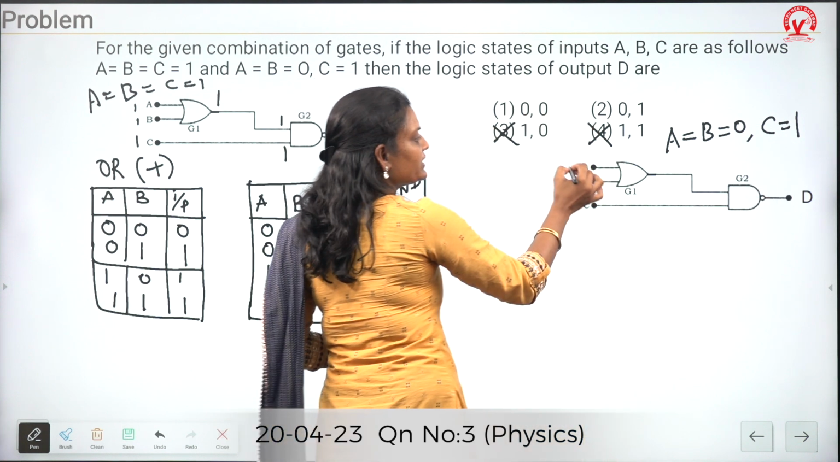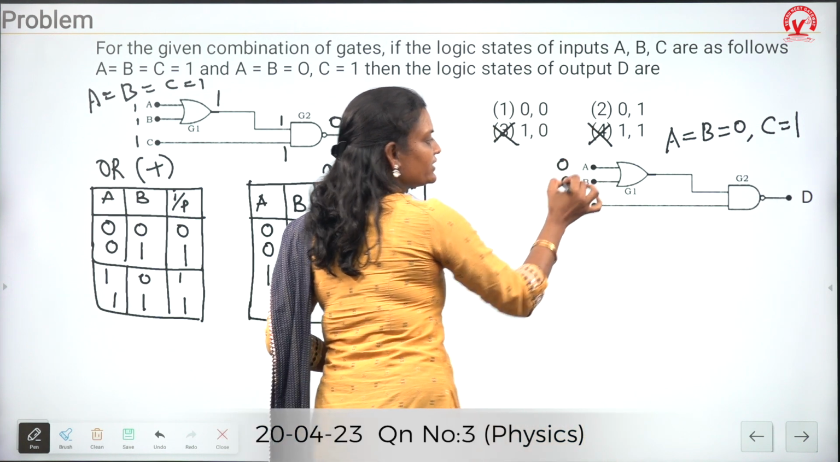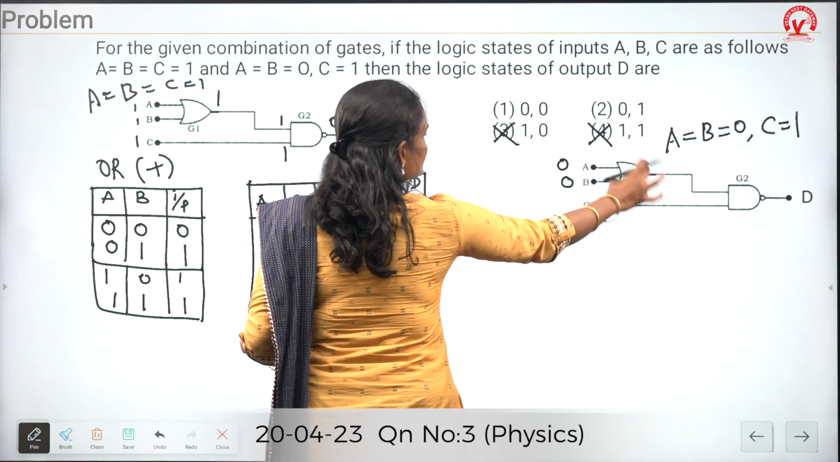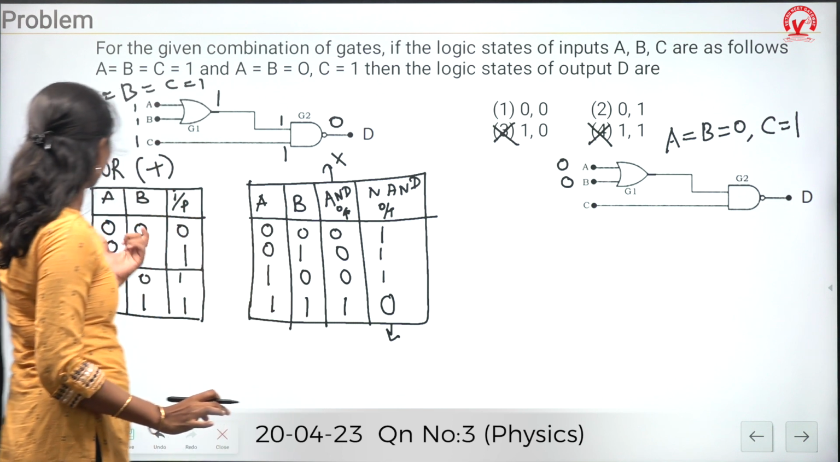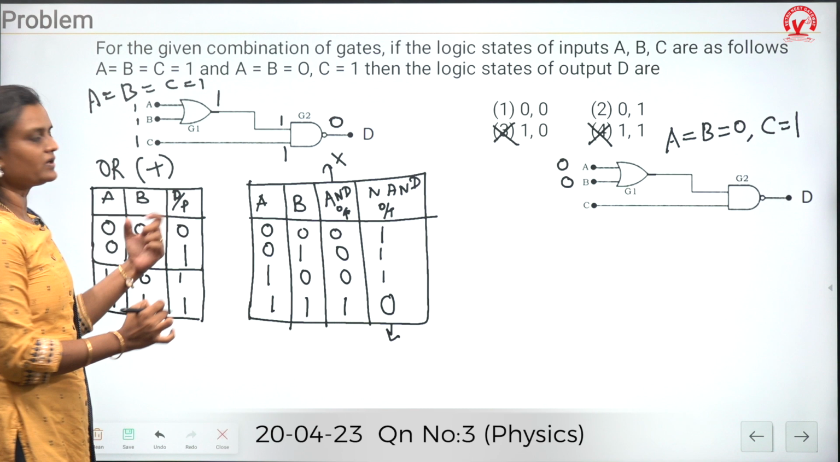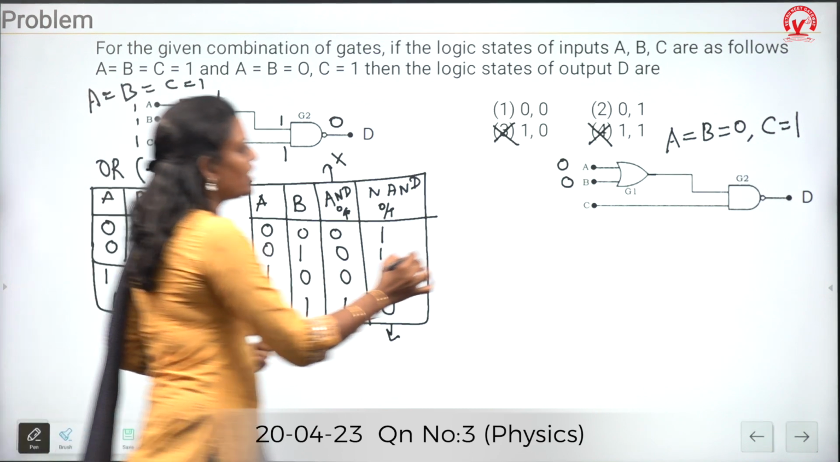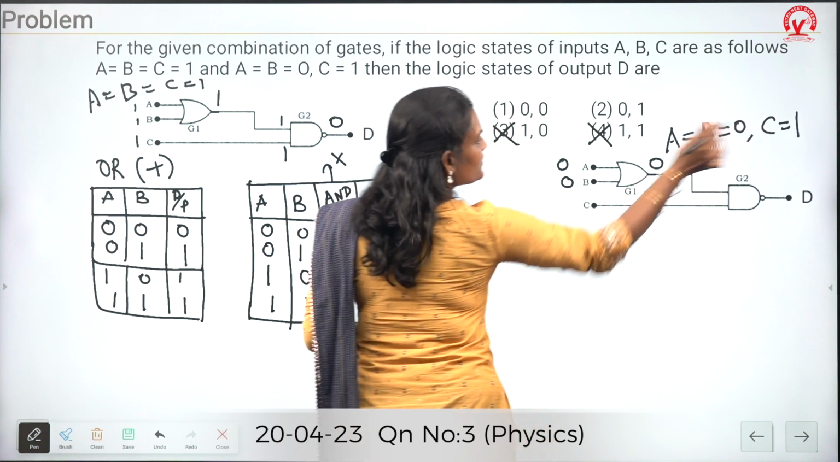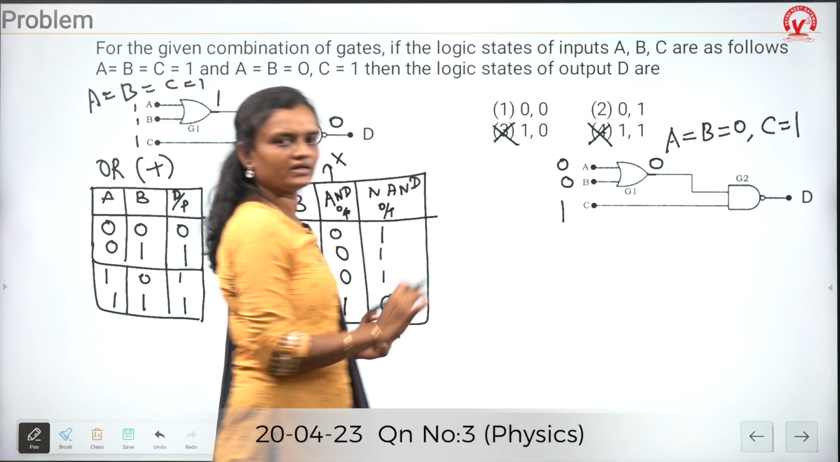Okay. So the input A and B, we are going to give as 0. For this OR gate, input A and B 0 means you are going to get the output, output also 0 only. So output is 0. Okay. Now C is equal to 1. So we are going to give the input as 1.